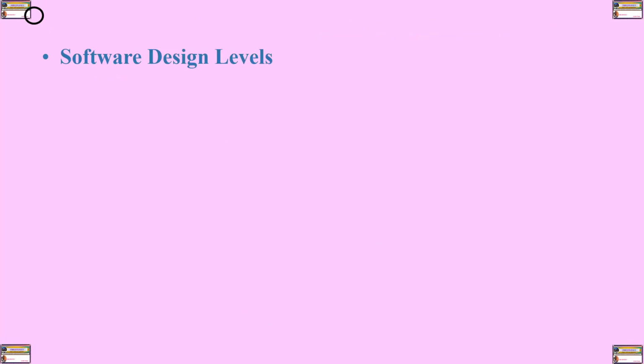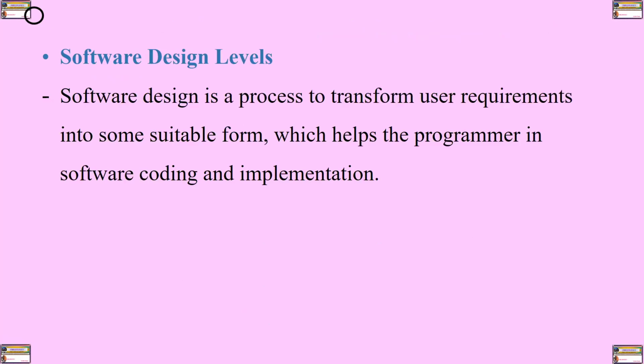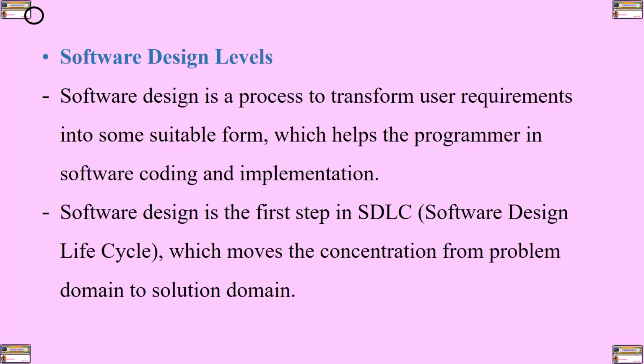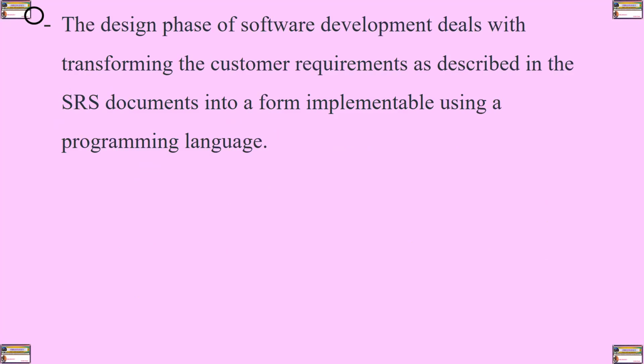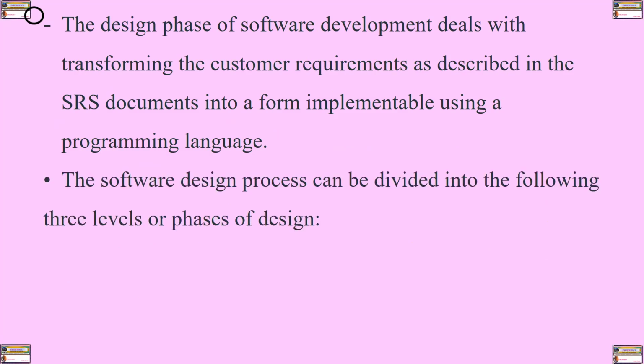Let's now look at what we call the software design levels. Software design is a process to transform user requirements into some suitable form, which helps the programmer in software coding and implementation. The software design is the first step in the software design lifecycle, which moves the concentration from problem domain to solution domain. The design phase of software development deals with transforming the customer requirements as described in the SRS document into a form implementable using a programming language.